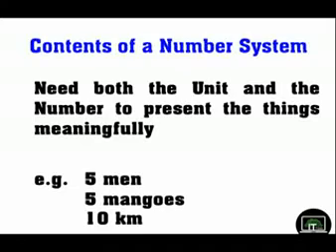To state something meaningfully, we need both the unit and the number. For example, say 5 men, 5 mangoes, 10 kilometers. If you say just 5, there is no big meaning. If you say men, the meaning is not very clear. If you say 5 men, you can easily see that there are 5 men. If you say 5 mangoes, it is very clear. If you say just 5 or just mangoes, you may not have the full meaning. So if you want to say something meaningfully, you must use both the unit and the number.